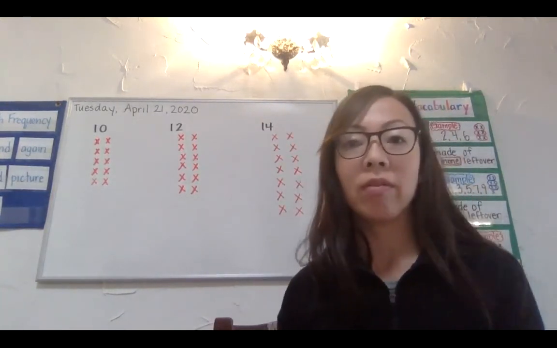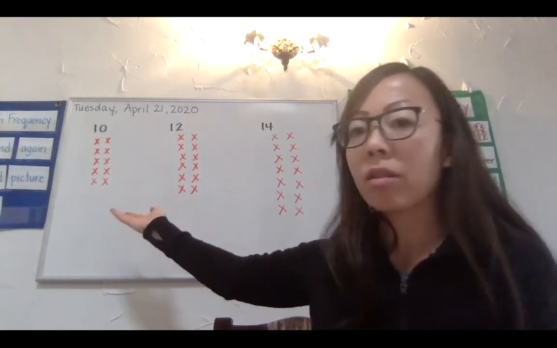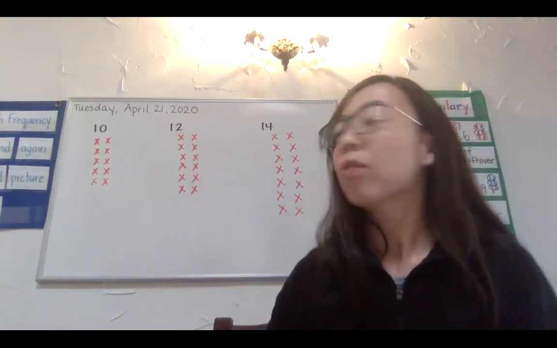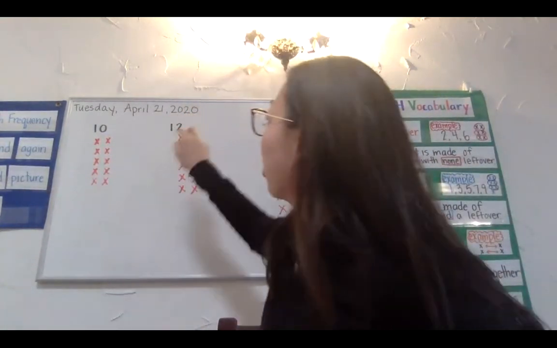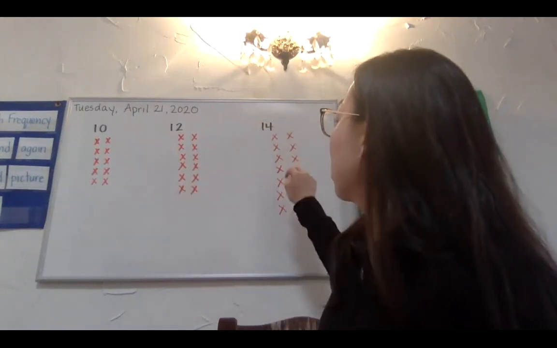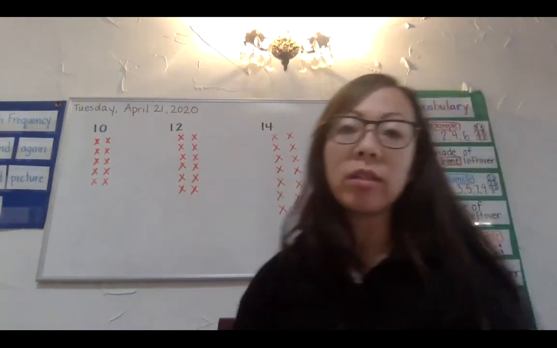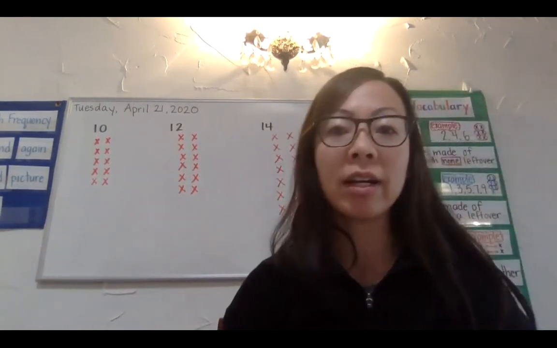How do we know they're even? Because we have pairs of 2 with none left over. So we can see we have 2, 4, 6, 8, 10, 2, 4, 6, 8, 10, 12, 2, 4, 6, 8, 10, 12, 14. They're even numbers. There's nothing left over. Every one of them has a partner.